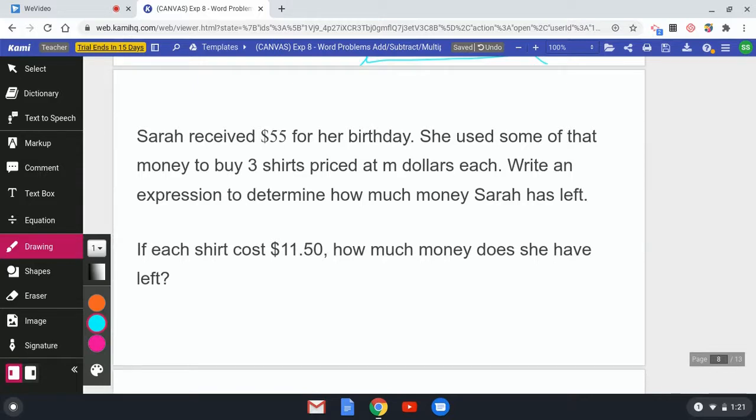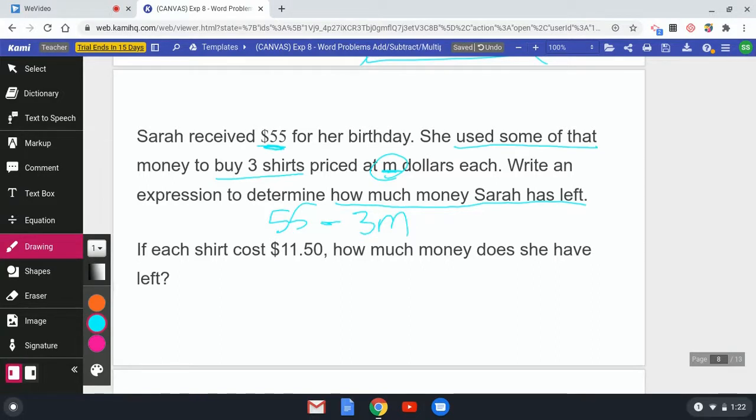All right, Sarah received $55 for her birthday. She used some of that money to buy 3 shirts priced at $M each. Write an expression to determine how much money Sarah has left. So let's think about this situation. What did she start with? She started with $55, right? And then what did she do? She bought 3 shirts. How do I show that I bought something? I subtract 3 shirts, but how much did each shirt cost? $M.